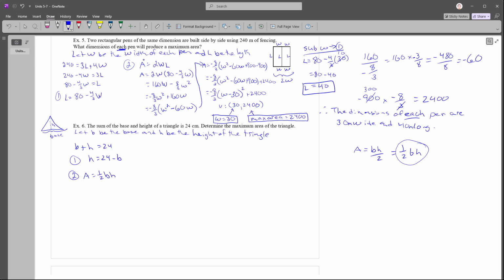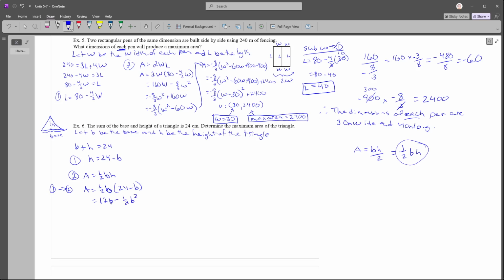So look, we're basically at the same questions as we've been doing the whole time before. We just got to substitute and do the work the same way we've been doing so far. So let's substitute 1 into 2. Our area is equal to 1/2 times our base times our height. Well, what is our height? Our height is 24 minus b. So what do we do? We FOIL. So 1/2 b times 24, that's 12b, minus 1/2 b times b, so minus 1/2 b squared.